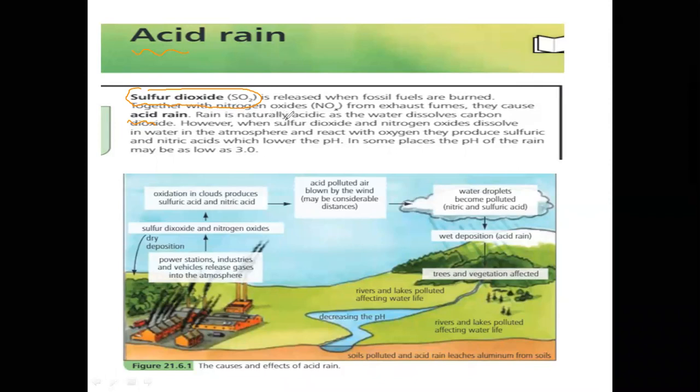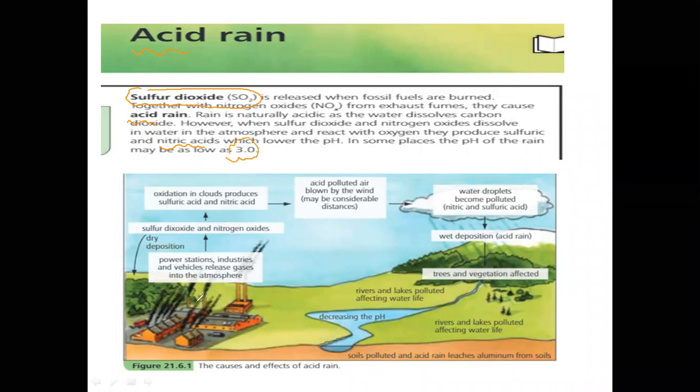Rainwater is naturally acidic as water dissolves carbon dioxide. However, when sulfur dioxide and nitrogen oxide dissolve in water in the atmosphere and react with oxygen, what do they produce? Sulfuric acid and nitric acid. That lowers the pH of rainwater. So in some places the pH of rainwater may be as low as 3, meaning it becomes more acidic.